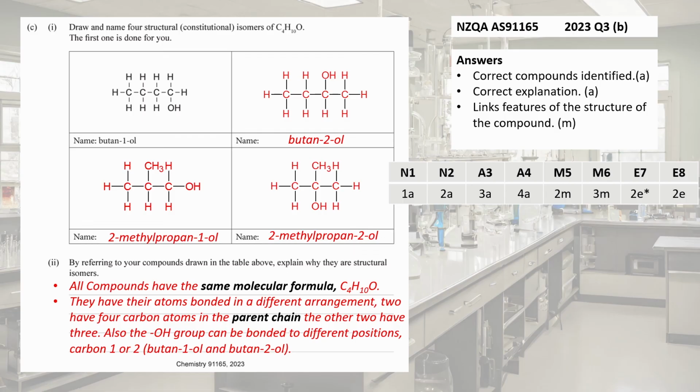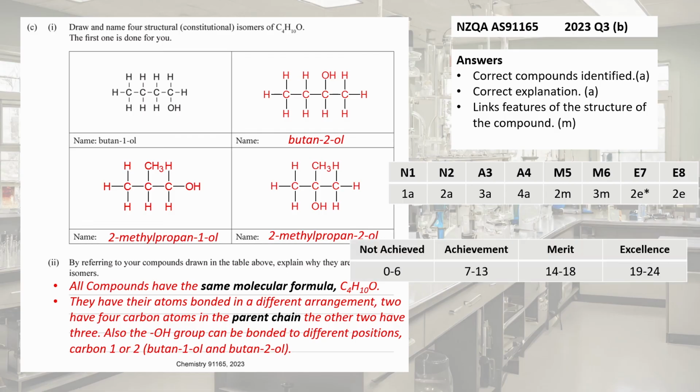So if we take the mark from this third question, and we take the mark from the second question, and the mark from the first question, and we add them all together, we'll get a number out of 24. Now, depending on what number you get from 24, depends what you get for this paper. This paper was quite generous because you got not achieved if you got 0 to 6, but if you got 7 to 13, you got achieved, 14 to 18 a merit, and 19 to 24 was an excellence.